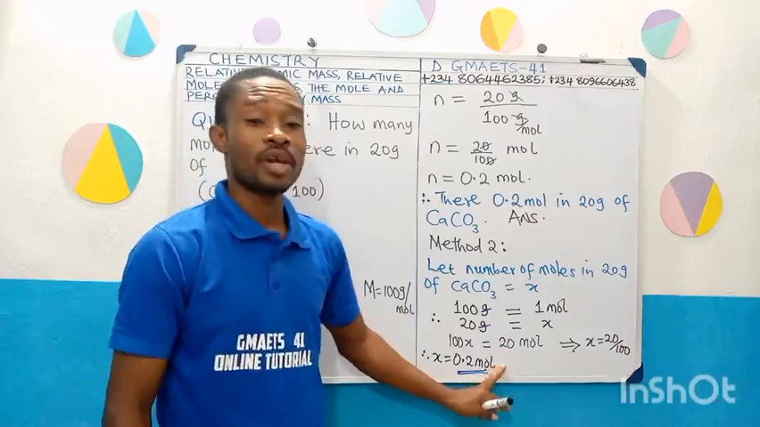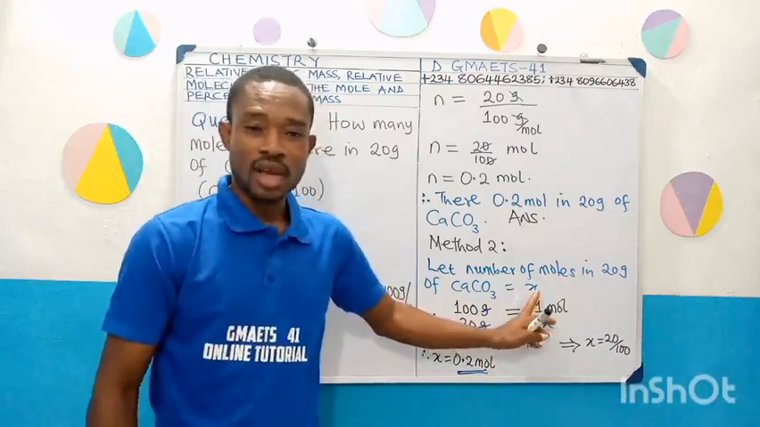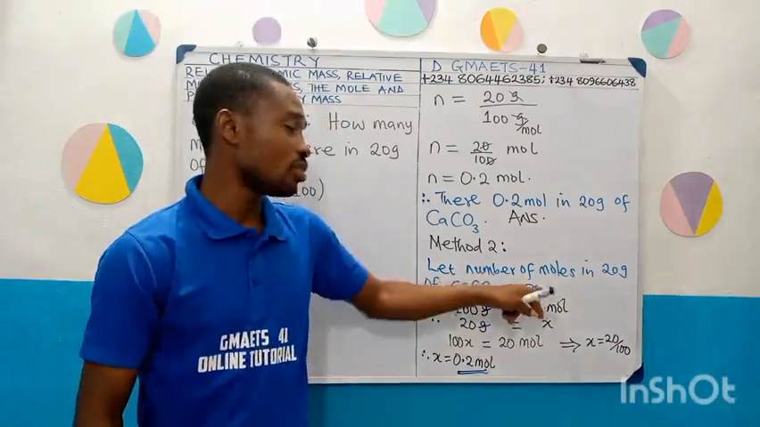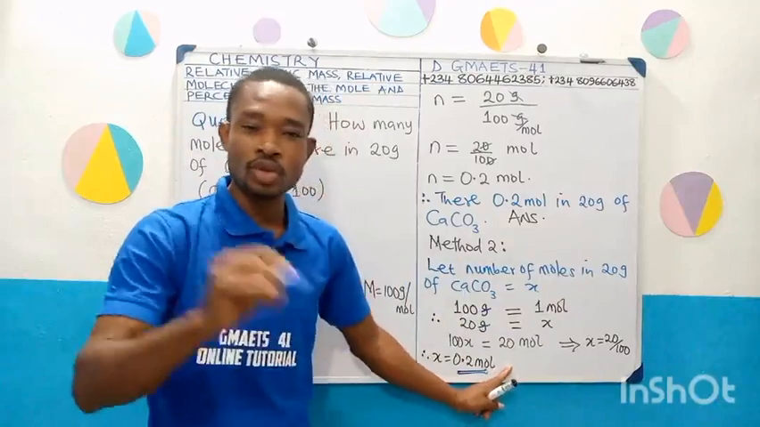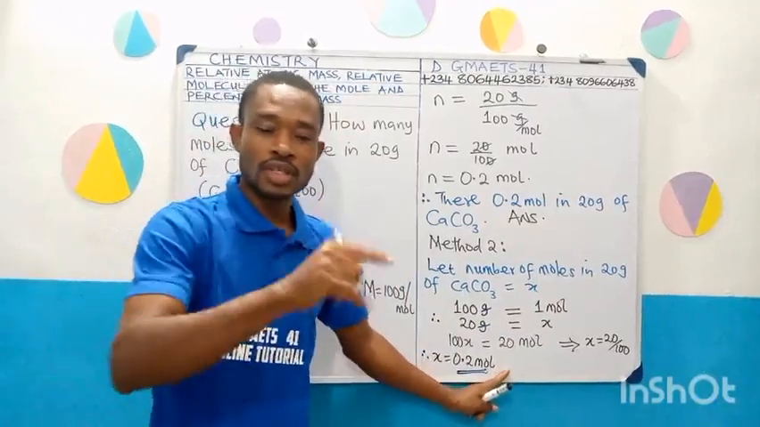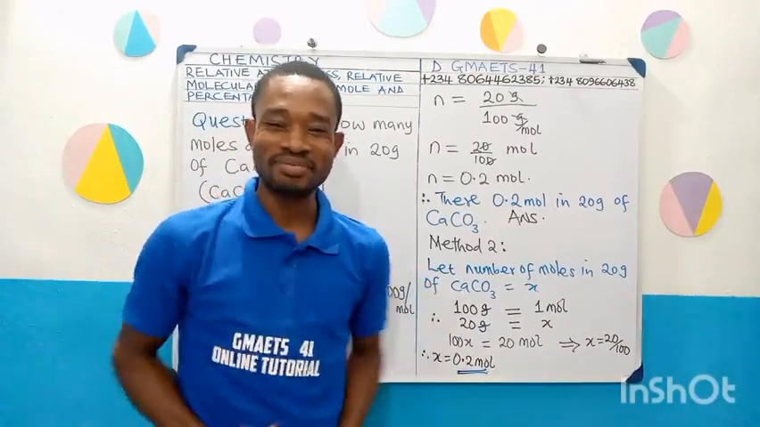Make your conclusion here, please. The question did not ask us to find x. I was the one that called x the number of moles in 20 grams. So conclude: therefore, there are 0.2 moles in 20 grams of calcium trioxocarbonate 4.